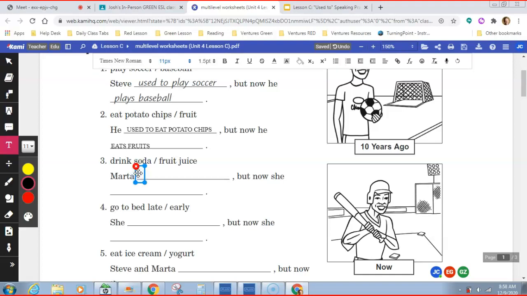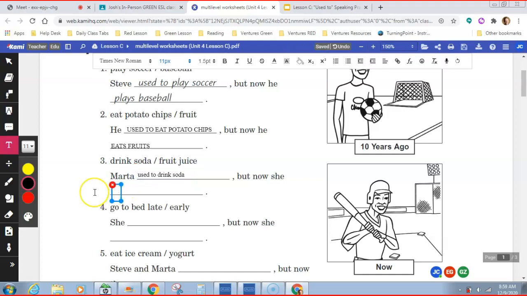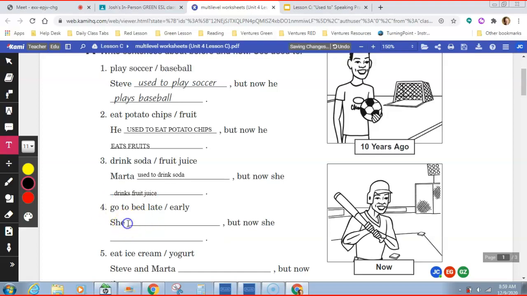Maria used to drink soda, but now she drinks fruit juice. Good. You even got the S on there. Now she drinks fruit juice. Good job.